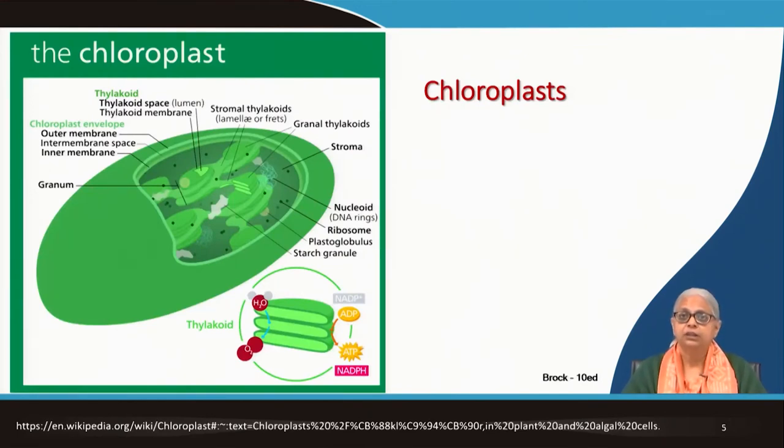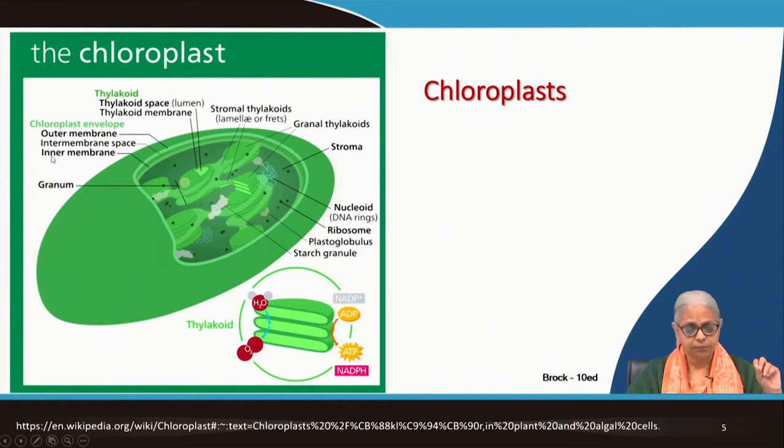Where are the chlorophyll molecules located? I will refer you to the text again, where there are several schematics explaining where the chlorophyll molecules are located. So here is the chloroplast. The chloroplast contains the chlorophyll molecules, and we've already seen in previous topics where the chlorophyll is located. So it's located in the thylakoids.